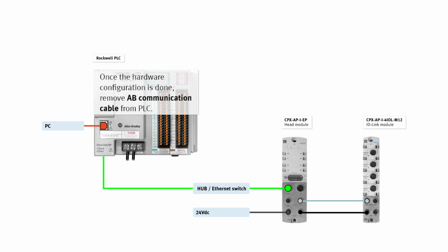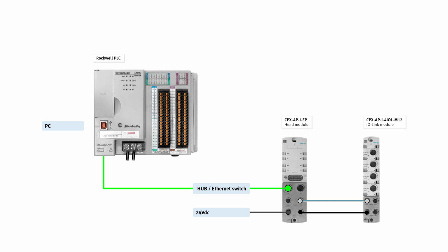Once the hardware configuration is done, remove AB communication cable from PLC. Watch the next video on this topic.